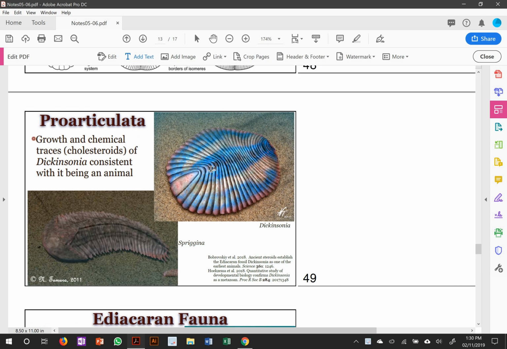Where they fit into the phylogeny of animals, we don't really know. We have fossils that give us the overall shape, but we don't know anything about their internal anatomy. We obviously have no molecular data or anything like that. So where they fit in terms of animals is not known at all.